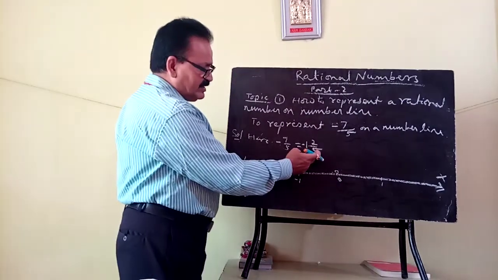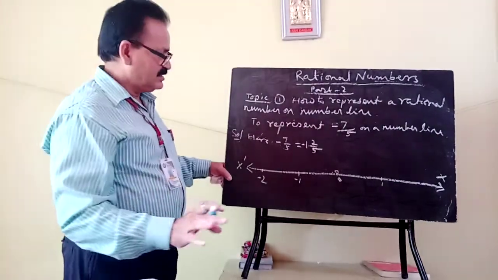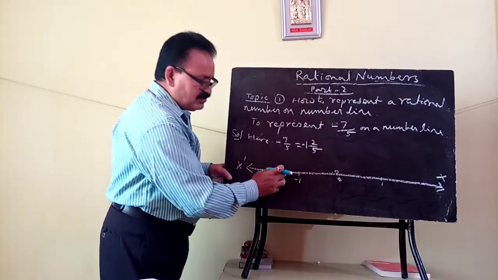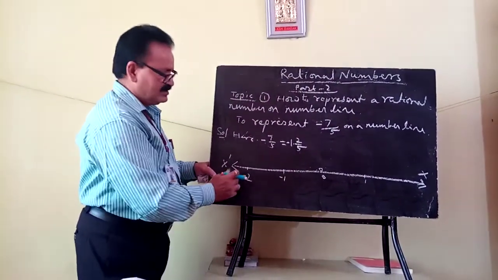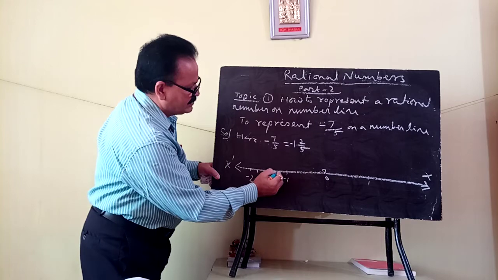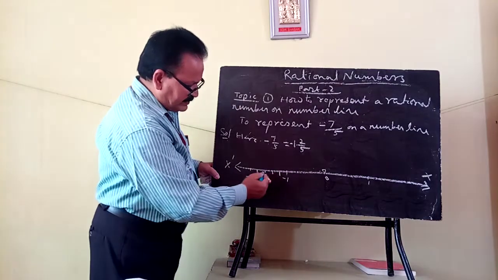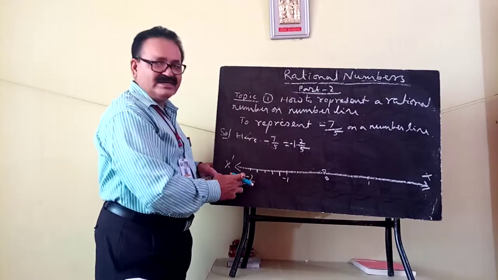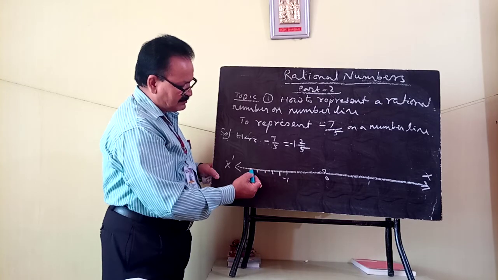Here the denominator is 5, that means this unit is to be divided into 5 equal parts. For 5 equal parts, you just draw 4 lines, 5 minus 1 means 4 lines, in between minus 1 and minus 2. Here 1, 2, 3 and 4. By marking 4 points in between minus 1 and minus 2, it divides this unit length into 5 equal parts. You see, this is 1 part, 2 part, 3 part, 4 part, 5 part.